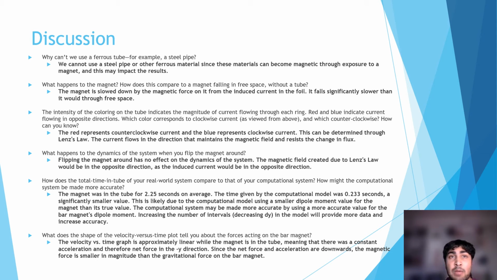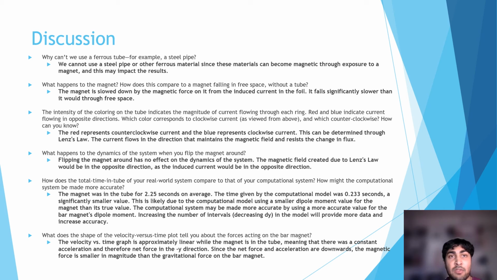How does the total time in the tube in a real-world example compare to that of a computational system? How might the computational system be more accurate? The magnet was in the tube 2.25 seconds on average. The time given by the computational model was 0.233 seconds, a significantly smaller value. This is likely due to the computational model using a smaller dipole moment value for the magnet than its true value. The computational system may be made more accurate by using a more accurate value for the bar magnet's dipole moment. Increasing the number of intervals and decreasing dy, the model will provide more data and increase accuracy.